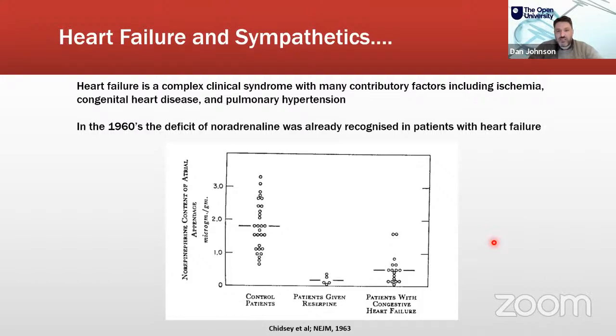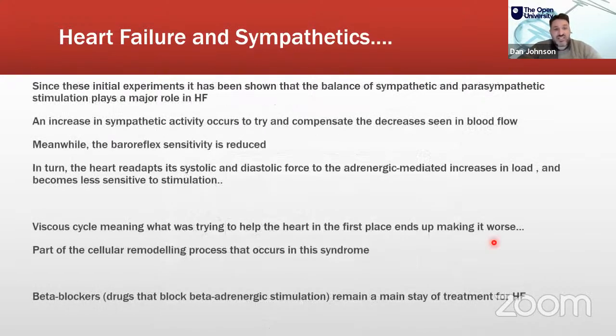Let me click on. So since these initial experiments that were carried out, well, 60 years ago now, it's been shown that the balance between the sympathetic and the parasympathetic systems really plays a major role in heart failure. So what would normally happen is, if you have a decrease in blood flow, much like when you have an increase in blood flow but in reverse, as Duncan was talking about, the sympathetic activity will be increased to try and compensate for that.